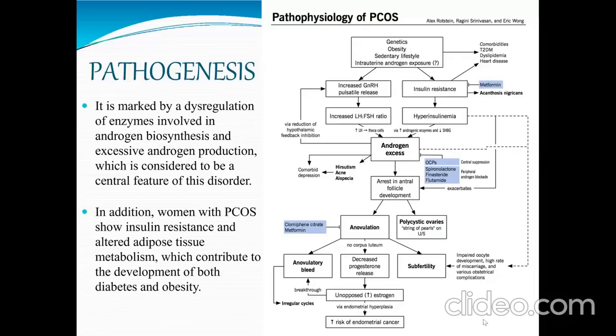like increased LH-FSH ratio due to hyperinsulinemia, which is in turn due to insulin resistance, which is in turn due to the etiological factors which we discussed just now, for example, obesity, sedentary lifestyle, and genetic causes. This androgen excess is causing the hirsutism, the alopecia, the acne. It is causing arrest in antral follicle development, therefore causing anovulation and polycystic ovaries, anovulatory bleeding, and then subfertility. All of it is being caused by androgen excess only. In addition, women with PCOS show insulin resistance and altered adipose tissue metabolism, which contribute to development of both diabetes and obesity.